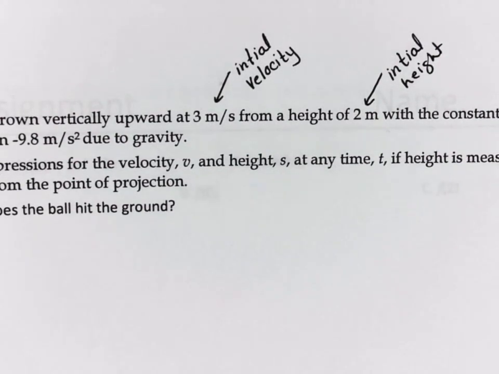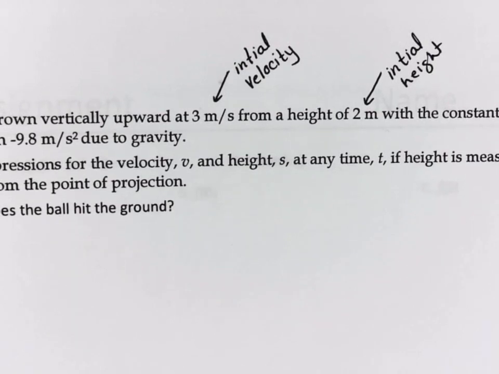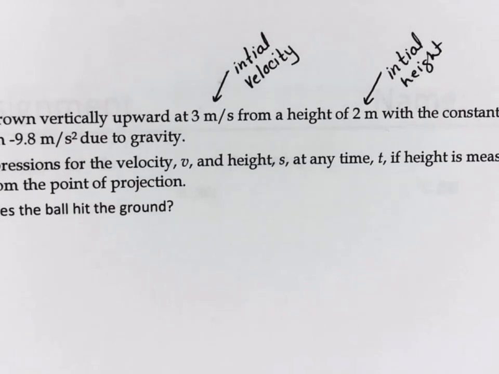So we've been given 2 coordinate pairs. We've been given a velocity coordinate pair, because what would the time be? 0. And we know the time would be 0 on the initial height as well. So again, just keep in mind, you'll see it in a couple different ways. Find expressions for the velocity and height s at any time if t is measured from the point of projection. So really, we're just doing exactly the same thing that we did first.